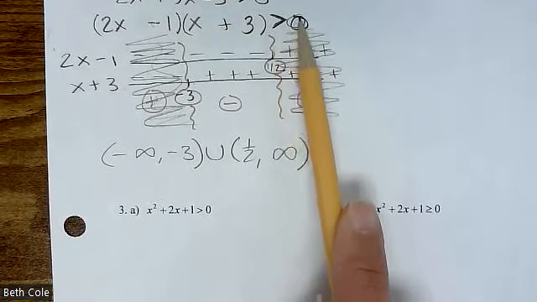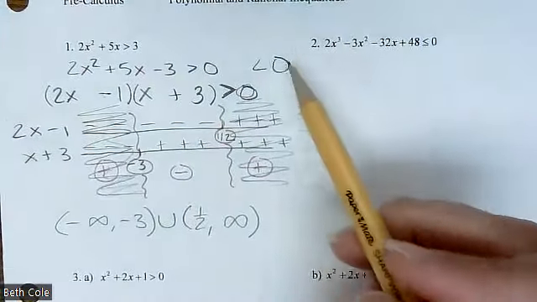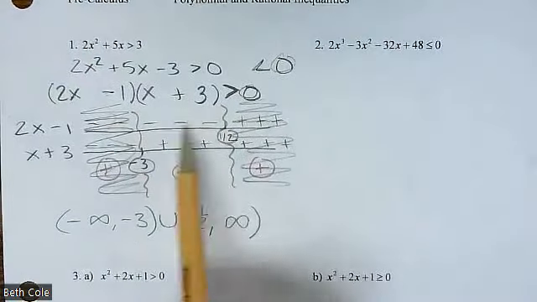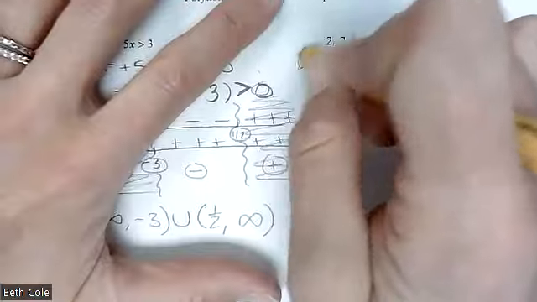Follow-up question. If it had been the other way around, don't write this down, I'm just doing an extension question. If it had said less than 0, what would our answer have been? Yeah, so -3 to 1/2. Do you see what I'm saying there?